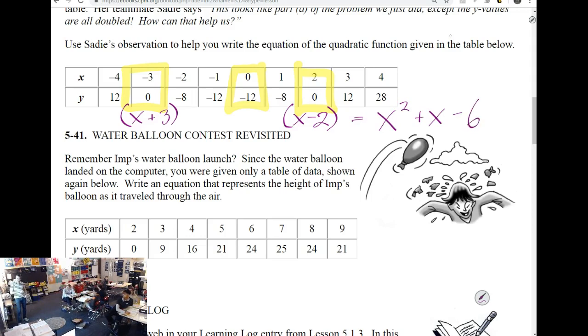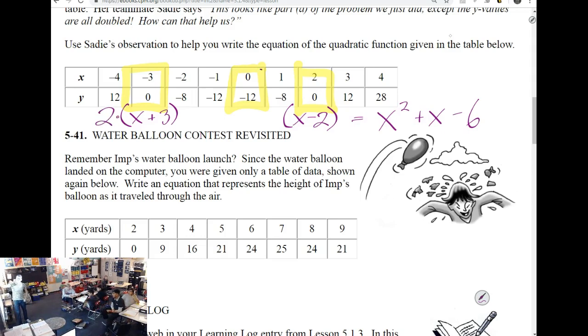Does it work though? No, it does not work. You need a 2x on one of them. Because of her good explanation, it tells you what to do. You just double it. Double everything. It's 2x squared plus 2x minus 12. So you're saying just put like a 2 out here?